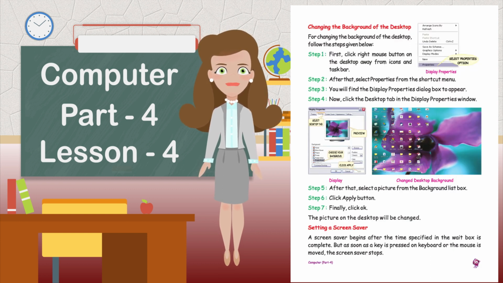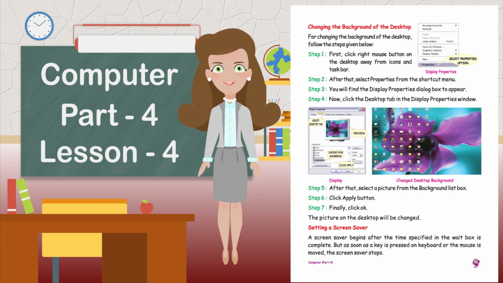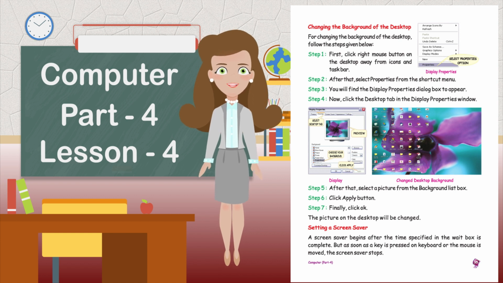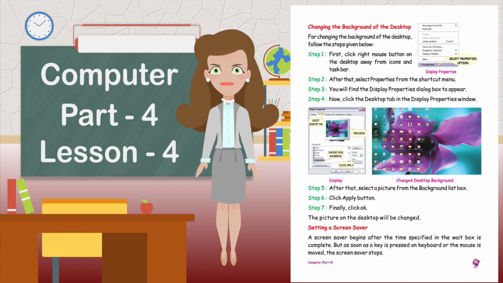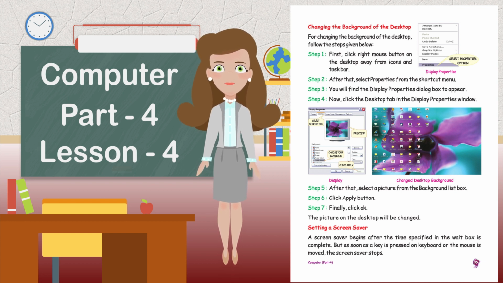Changing the background of the desktop. For changing the background of the desktop, follow the steps given below. Step 1. First, click right mouse button on the desktop away from icons and taskbar. Step 2. After that, select Properties from the shortcut menu. You will find the Display Properties dialog box to appear.